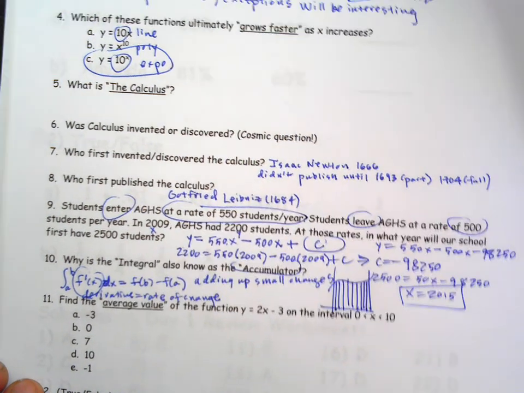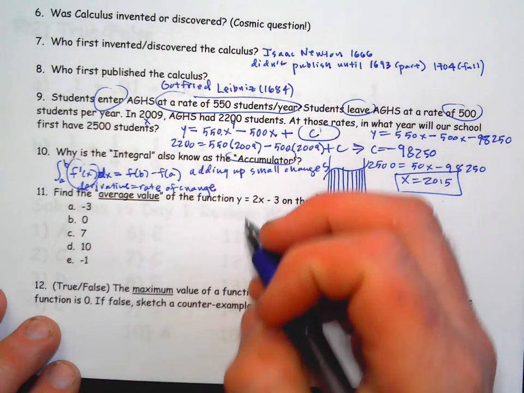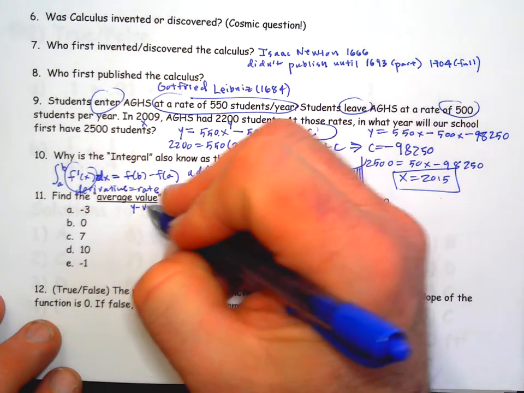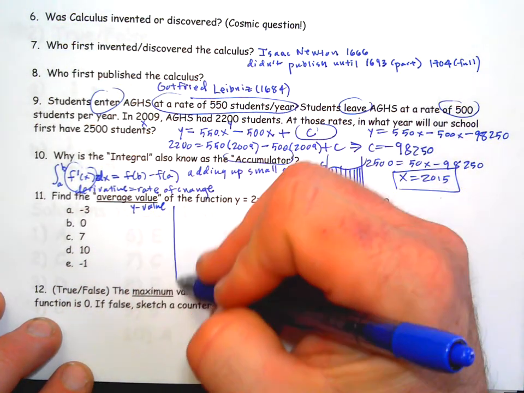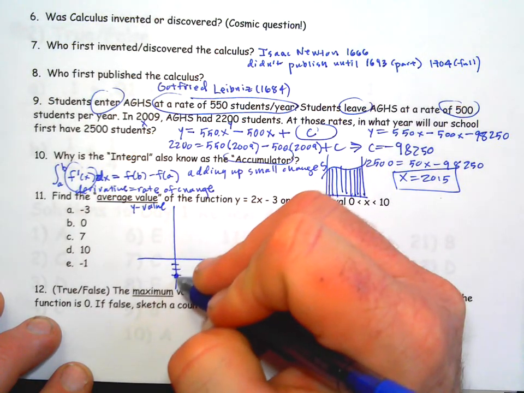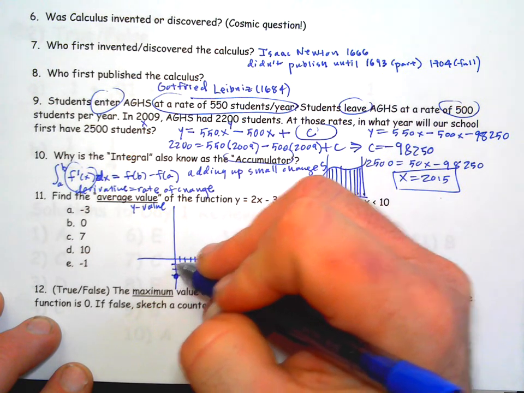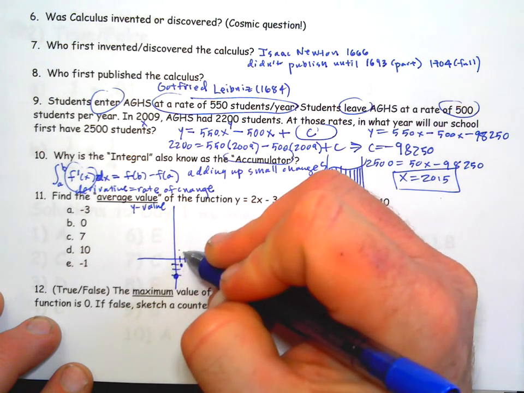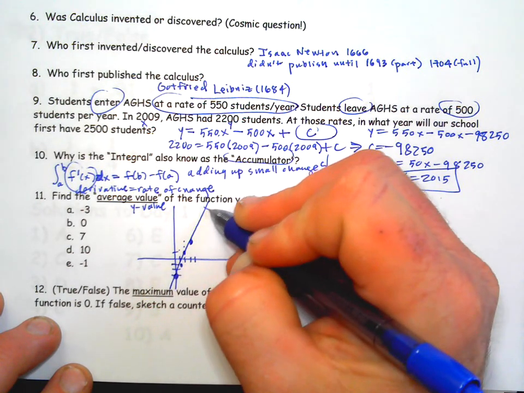So what's the average value? Now the average value is talking about the average y value. Now we could graph this to kind of get a visual on this. This is a line, it has a y-intercept of 3, slope of 2, up 2 over 1, up 2 over 1, up 2 over 1. So it kind of looks like that.